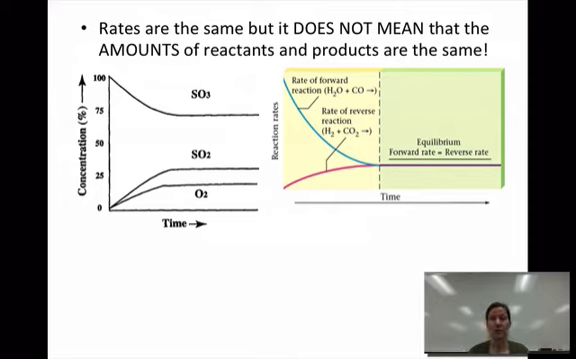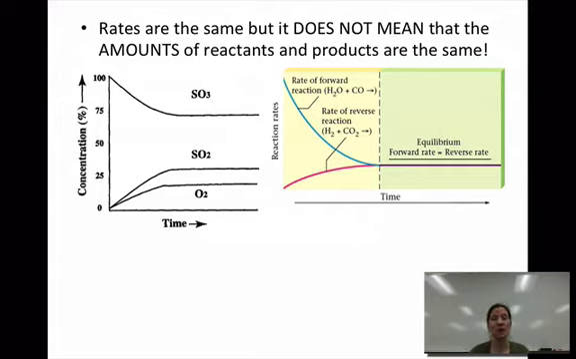The rate at which the forward reaction goes is equal to the rate at which the reverse reaction goes. But what I want you to notice about the concentration graph is that your lines do not bisect. Equilibrium does not mean I have the same amount of all of my stuff.